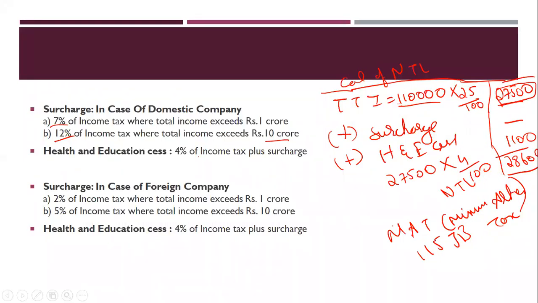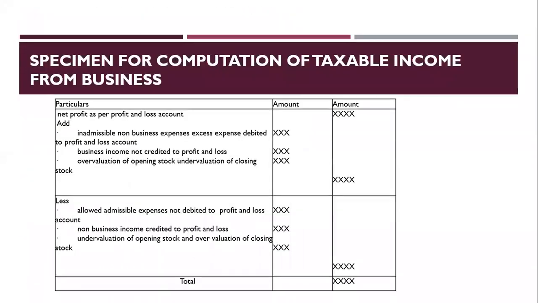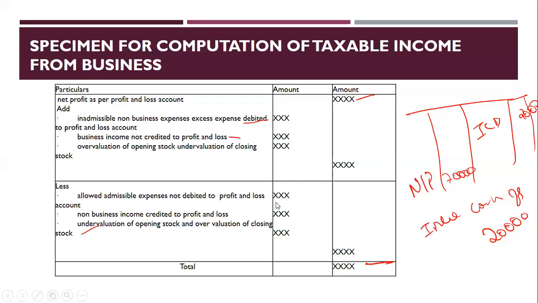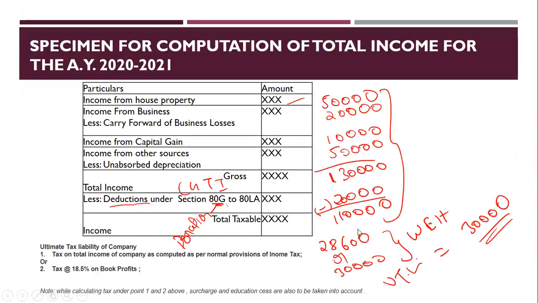So next step is, for companies we have to compare normal tax liability and MAT. We have to compare both, and whichever is higher, that will be paid as tax to the government. Am I clear? I hope you are clear now. Any doubts? Without wasting time, can we proceed to a problem?